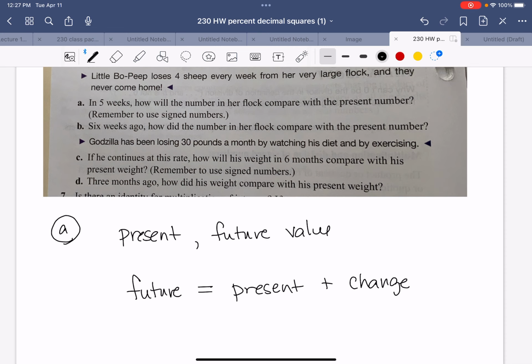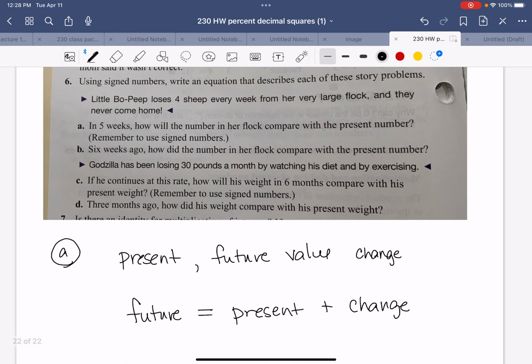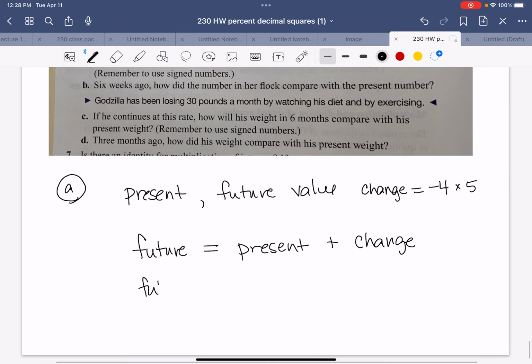Okay. And so all they're asking me to do in part A is to relate how the number in the future compares with what's present. So future equals present plus something. So we just need to figure out what the change is. Now the change looks like we lose 4 sheep, so negative 4 sheep every week. So the change in this one is going to be negative 4 times 5 because it's 5 weeks. So that means our future is equal to the present plus negative 20. Okay, so that's how I would answer that question.